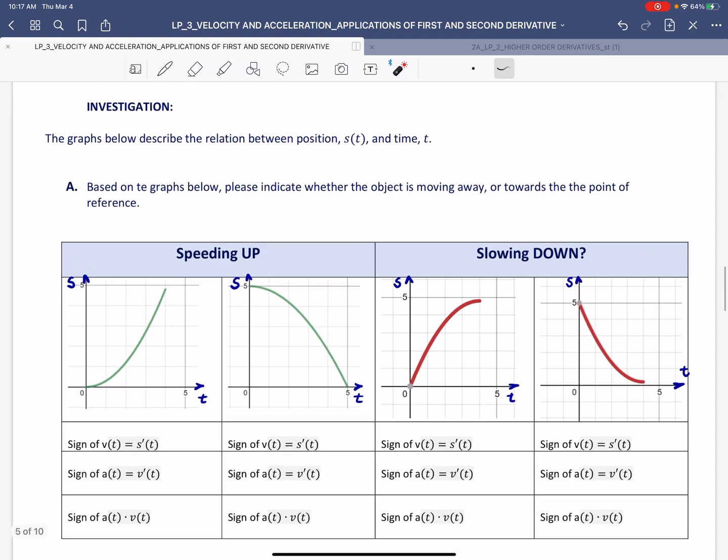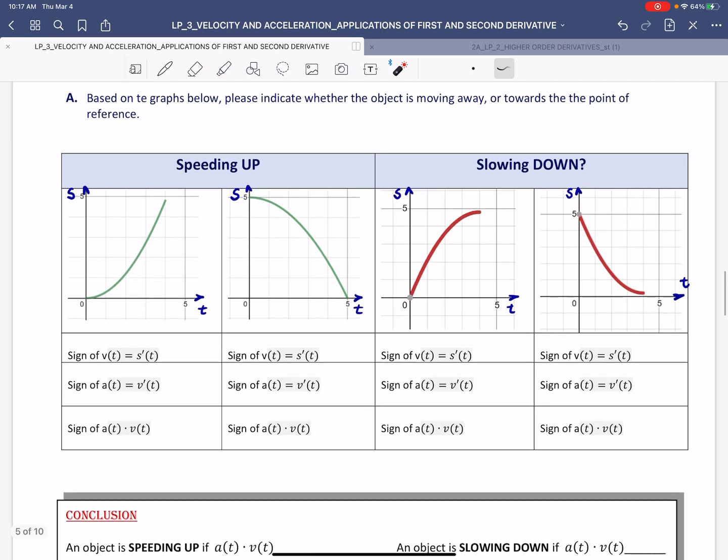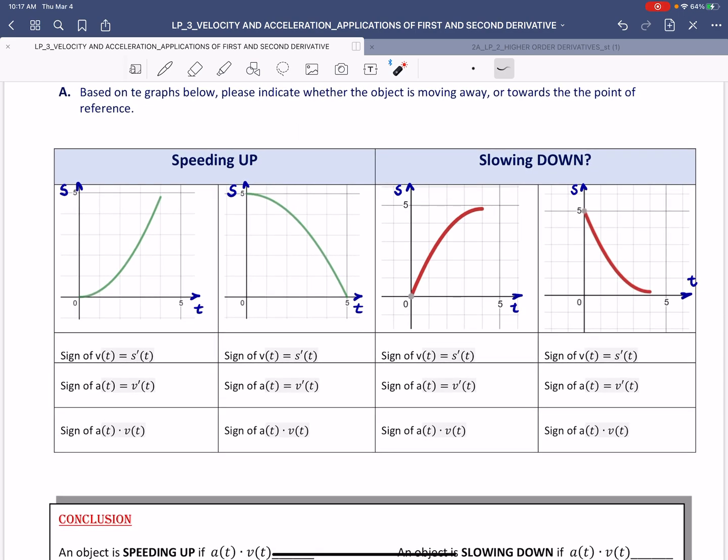For this, I created a very simple investigation made of these 4 graphs. So let's take a closer look at them. These graphs represent the relationship between position and time of some object. In the first 2 graphs, we see that the object is going away from the initial point or point of reference where position is 0, and the values of position are all positive.